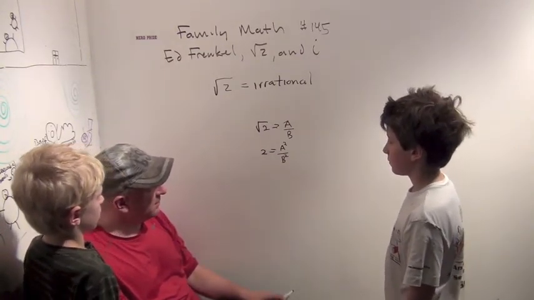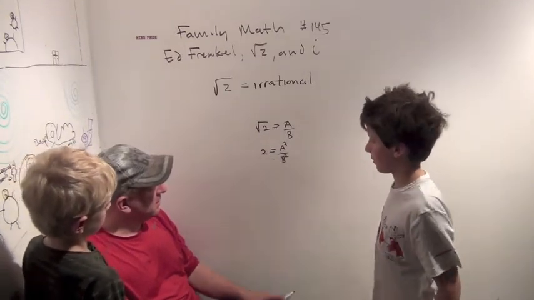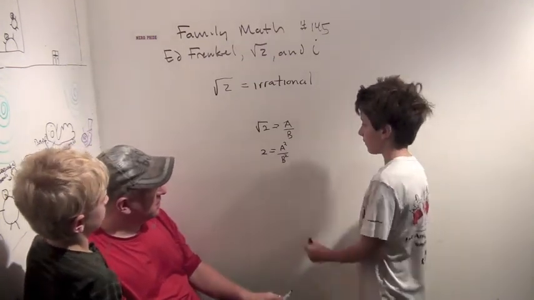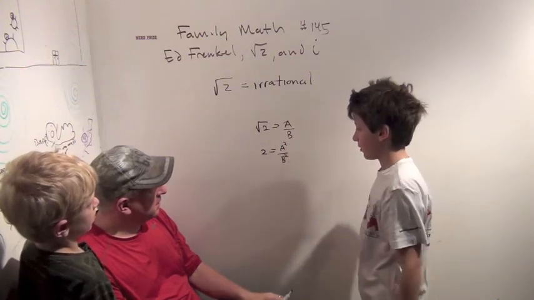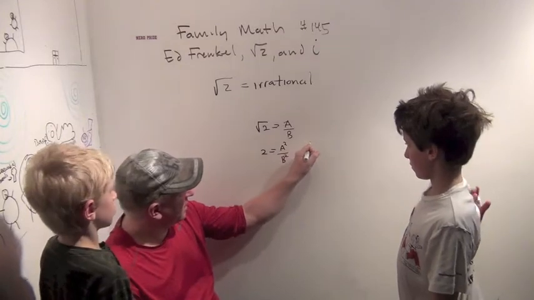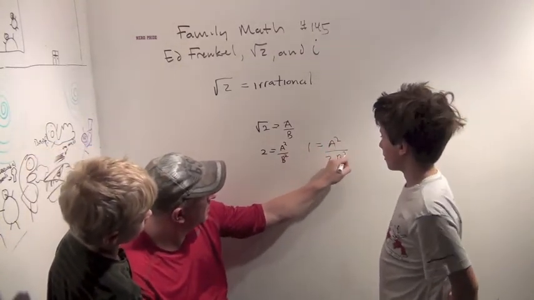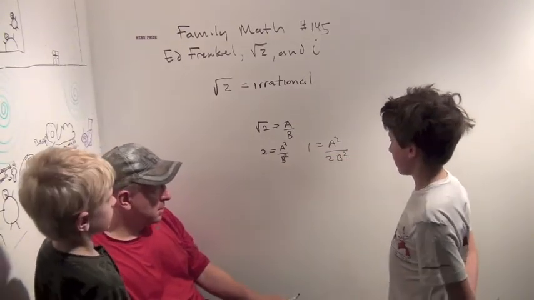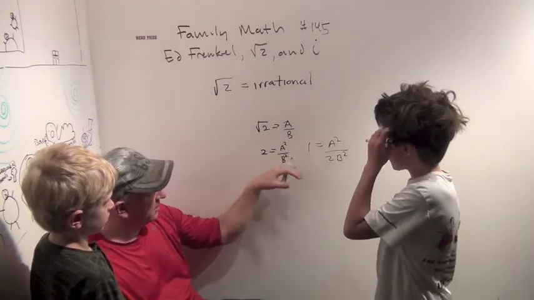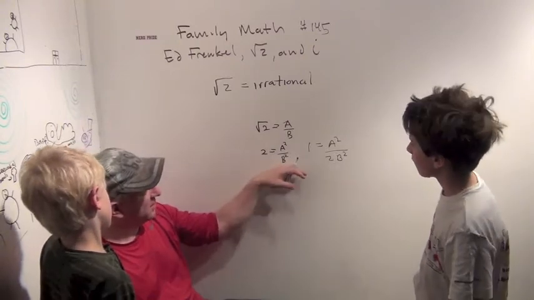Any guesses, any thoughts for the next step? We could move the 2 to the other side. It might help prove that a and b are even. But that would make 1 equals a squared over 2b squared. Do you think that's a more complicated expression or less complicated? Probably a little more complicated. It would be great if we could make this expression less complicated.